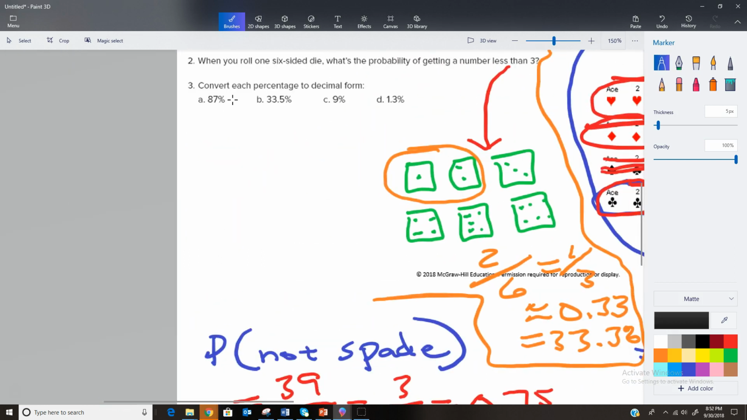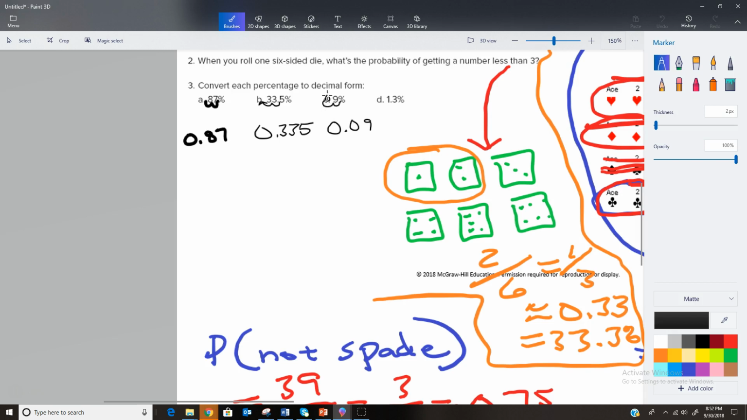Okay, so if we look at this, 87%, if we shift that to the left 2 spots, that's 0.87. If we look at the 33.5% and we shift that to the left 2 spaces, that gives us 0.335. 9%, if we shift that to the left 2 spaces, that gives us 0.09.